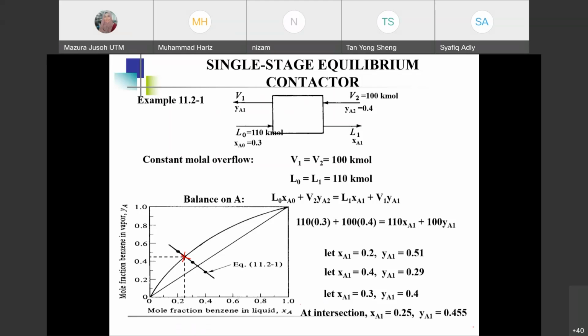So if you draw your graph correctly, you should get XA1 of 0.25 and YA1 of 0.455. If you draw your graph correctly, do you manage to get the same answer as the book? Yes or no? Give me a thumbs up if you do get the same answer as the book. Otherwise, you've done it wrongly and you have to do it again.